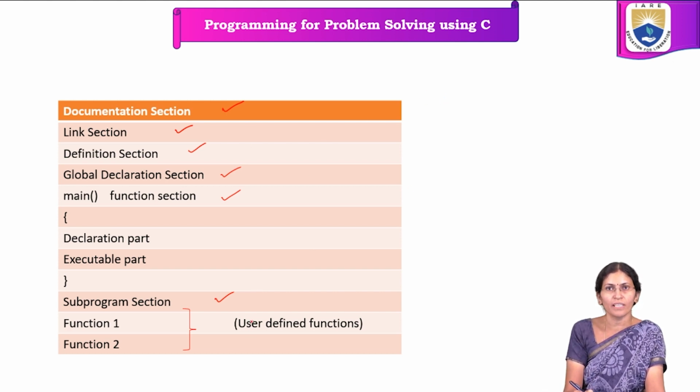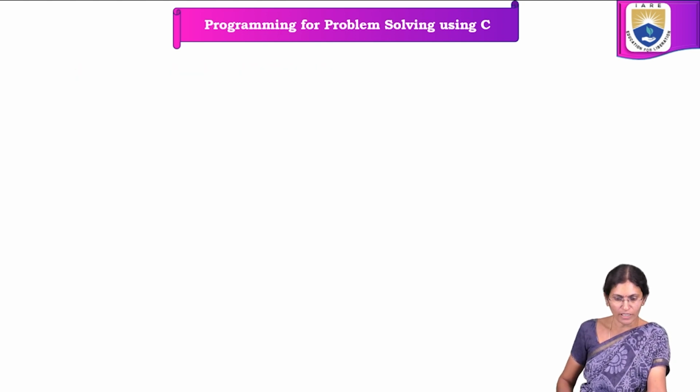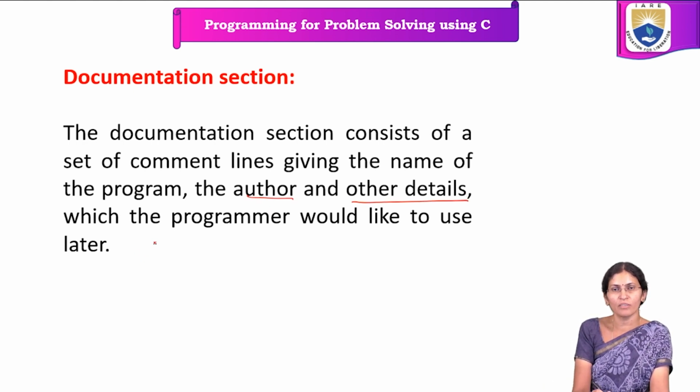A C program need not have all the sections. Some of the sections are optional. So let us see in detail about each section. The first one is documentation section. Documentation section is nothing but comments written for the program. It consists of a set of comment lines giving the name of the program, the author details and other details of the program. So this tells the programmer what the program is about and some additional information regarding the program.